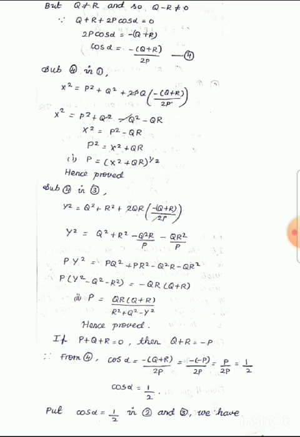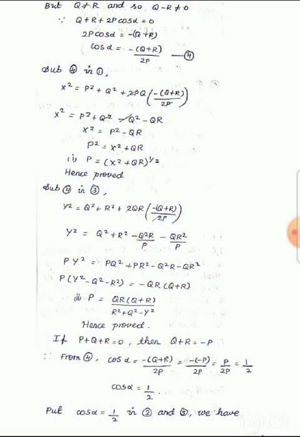The next one we have to prove is that the sum of three forces is equal to 0. But we know q plus r is equal to minus p. So we are taking minus p to the left side. So we'll get p plus q plus r is equal to 0.